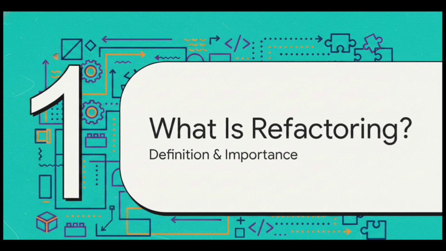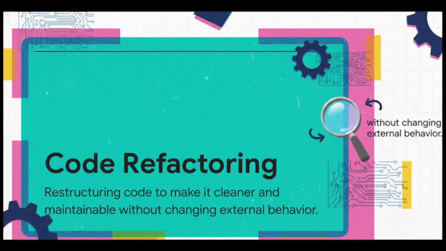Section 1. What is code refactoring? Okay, let's dive right into this foundational question. So, code refactoring is the formal process of restructuring your existing code to make it cleaner, more readable, more efficient, and easier to maintain. But notice that critical, absolutely crucial piece at the very end of the definition: without changing external behavior.